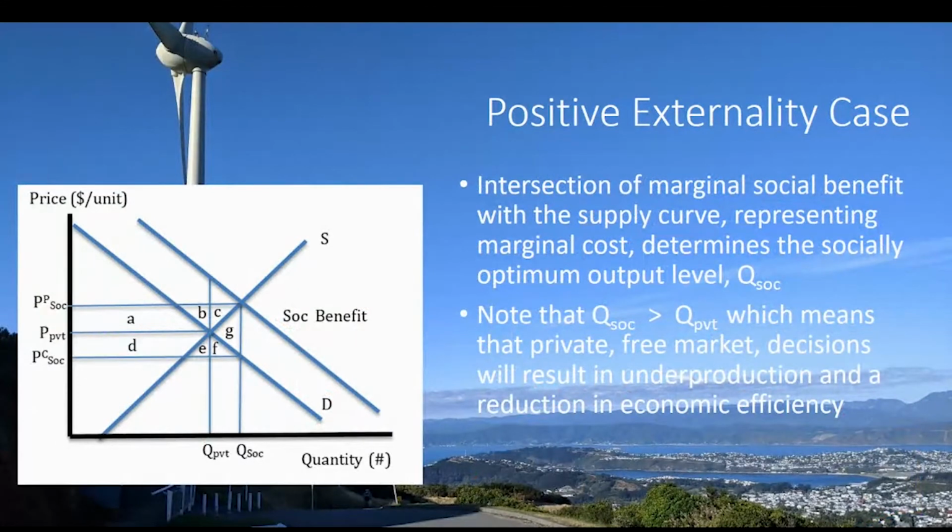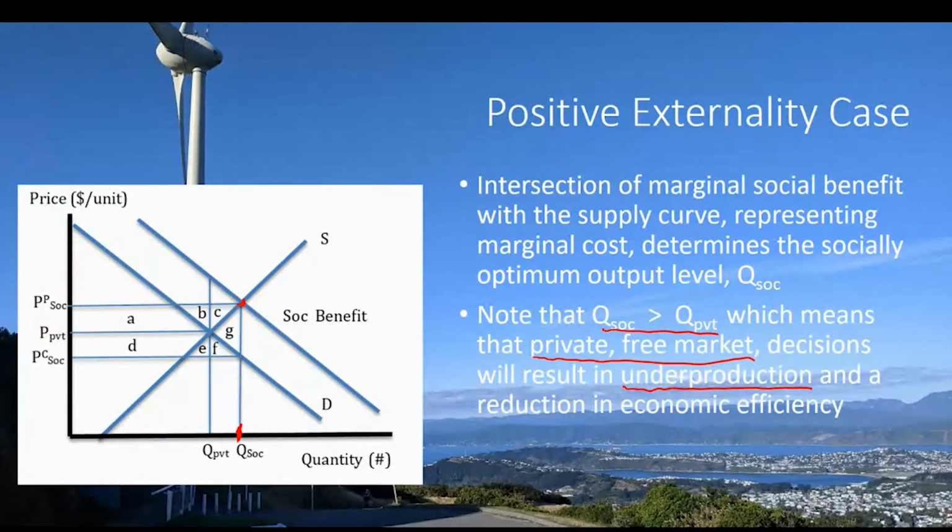Well, when we intersect the social benefit curve, which is measuring both the private benefits and the externality effect itself together, with the private cost curve, which is the supply function in the market, that is going to determine the socially optimal level of output of this particular product. And we can see from that Q social is greater than Q private. And that means if we leave the private free market on its own, the decisions are going to result in an underproduction. Q PVT is less than Q social.